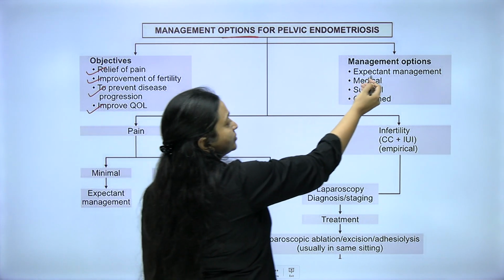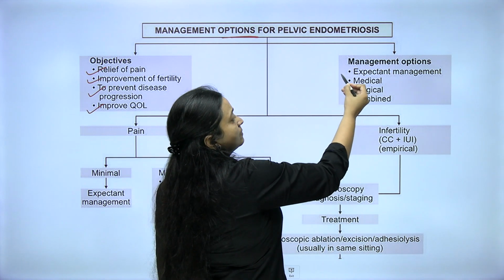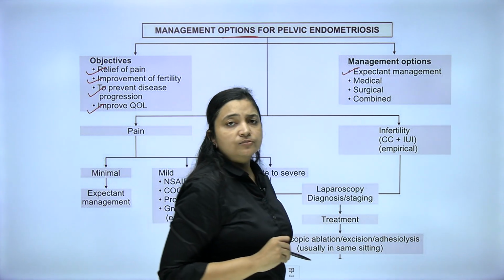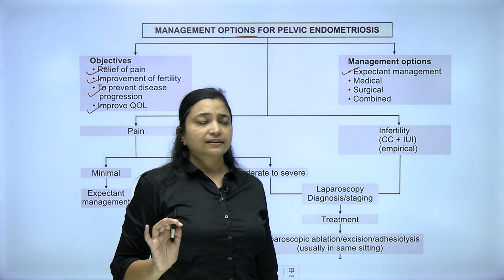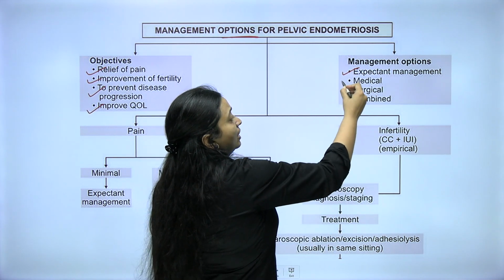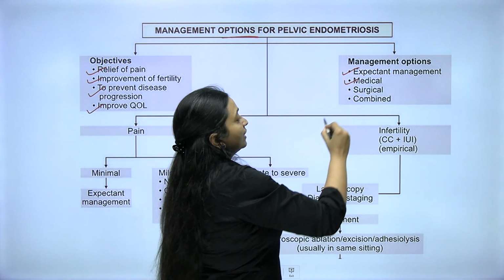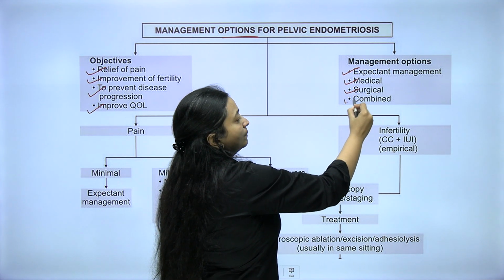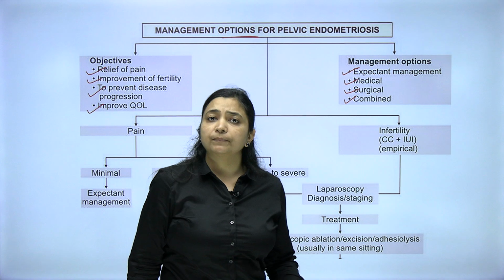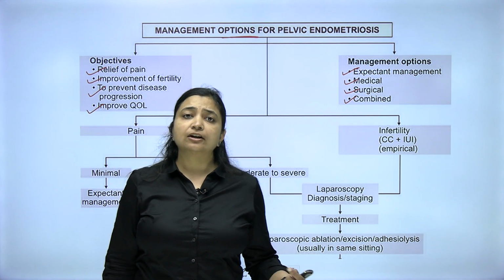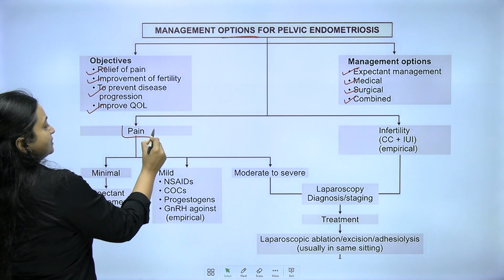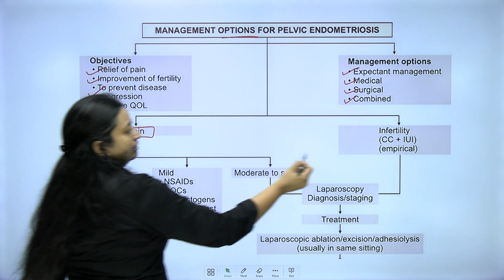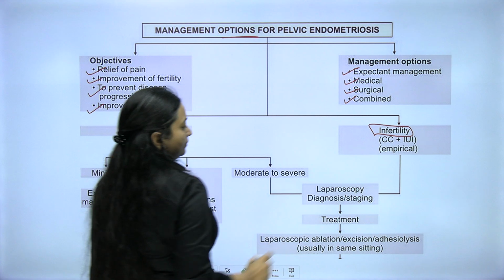Now, what are the options that are available? In some cases, we can go for expectant management. That is, if she is complaining of pain, we can give painkillers at that time and nothing else. We can give a prolonged medical treatment. We can go for surgical treatment or a combined medical and surgical treatment, depending on the choice and need of the patient. Now, what happens if pain is the main complaint or if infertility is the main complaint?